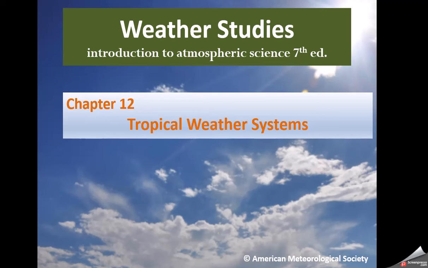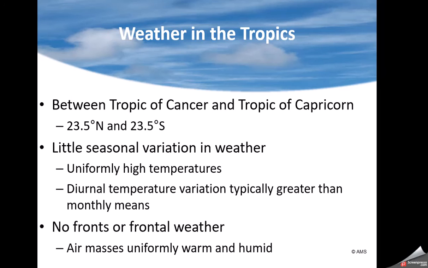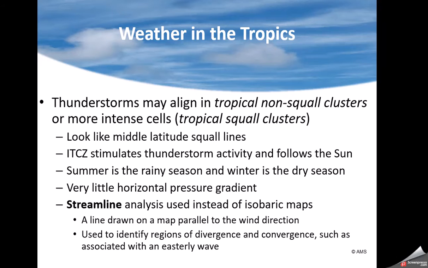Okay, we're going to start talking about tropical weather this week. So let's take a look at what's going on there. What tropical weather really is, is what we're going to talk about. It's weather that basically occurs where the sun is directly overhead at some point during the year. So there's little seasonal variation. You don't get fronts down in that area, and the air masses are generally very humid and very warm.